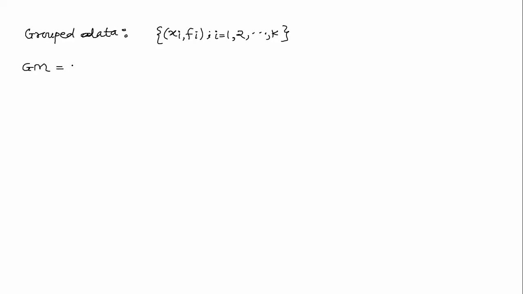Geometric mean is equal to, we have to take, now see, x1 observation is appearing f1 number of times. So x1 into x1 into, so that will be x1 to the power f1 multiplied by x2 to the power f2 and so on. xk observation is appearing fk number of times, and to the power, now we have to take root. So which root? As summation fi, that is capital N, we have to take capital Nth root.